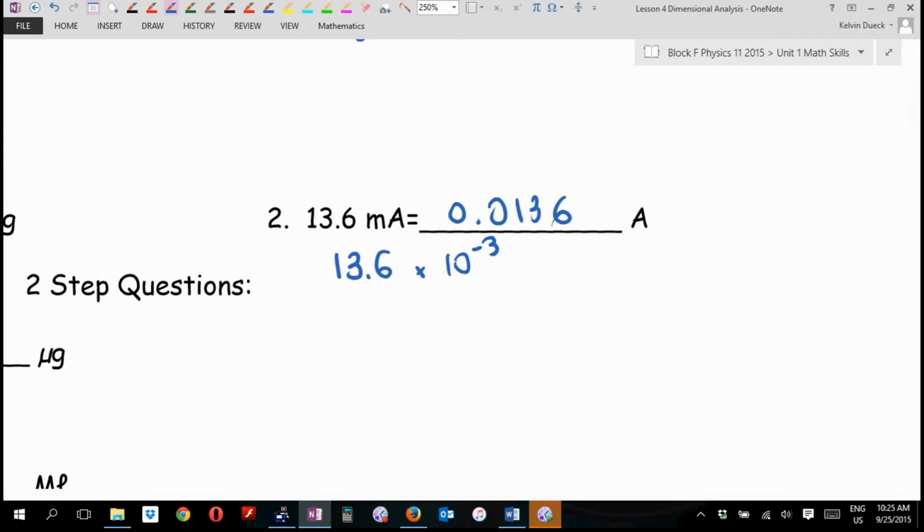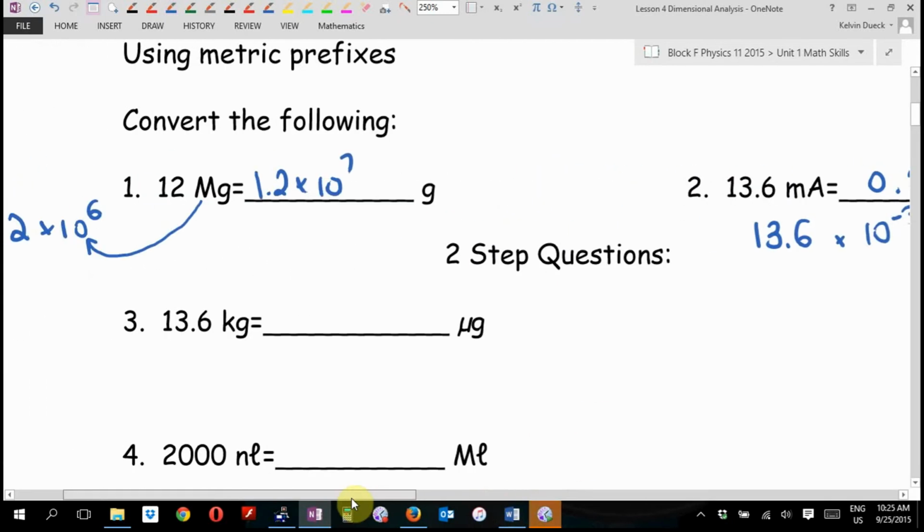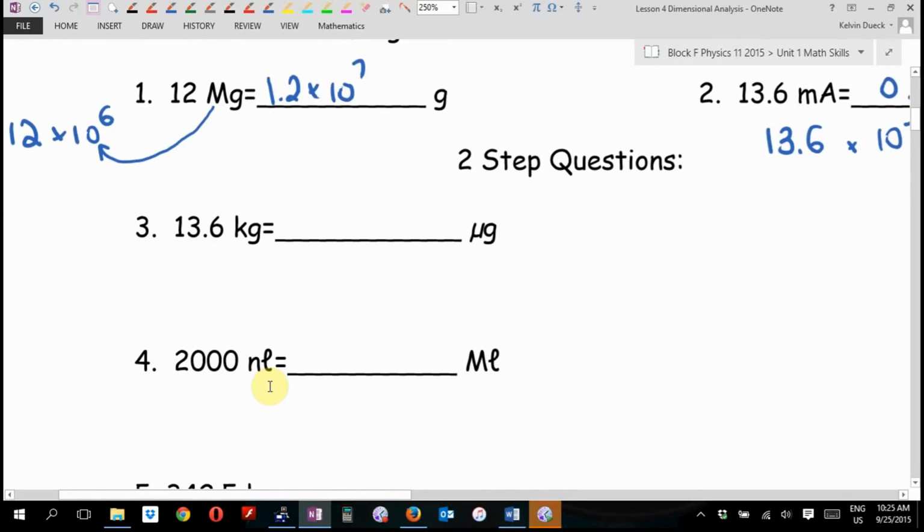By the way, milliamps, like 13.6, is called the death current because that can cause your heart to fibrillate and kill you. Hashtag nerd trivia. It is.